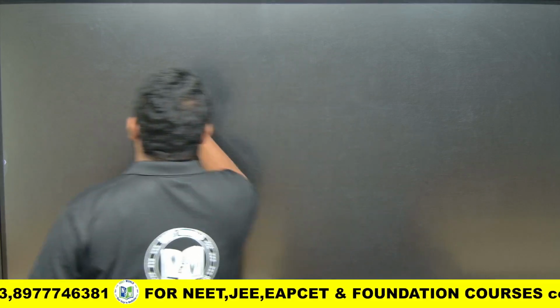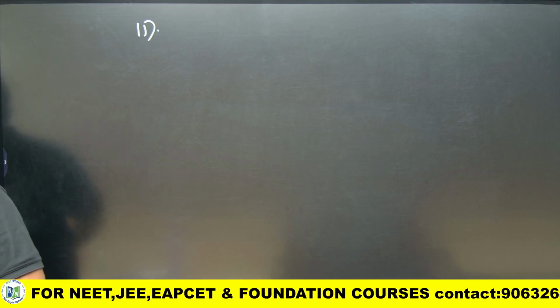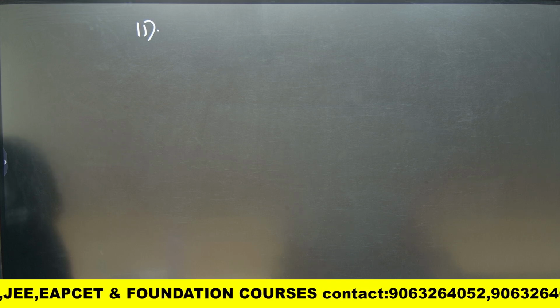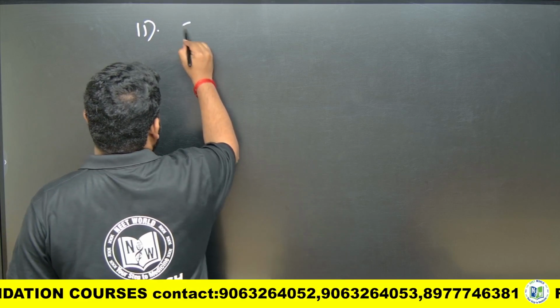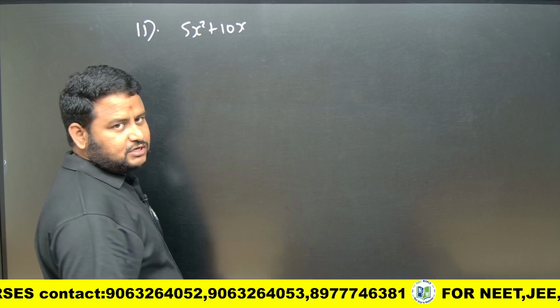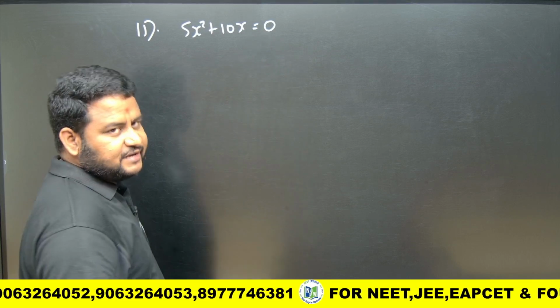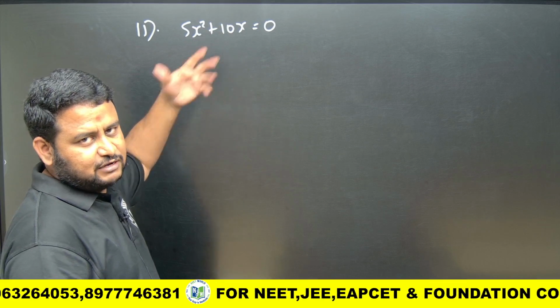That is question number 11. Here also it is the same type of question. They are asking us to find the zeros, and to find the relation between zeros and coefficients, and they are asking us to verify. The question is 5x square plus 10x. First thing, what should I do? I should equate it to 0. Is it of the standard form? Yes, it is of the standard form, but here the constant is not there. The value of c is 0.